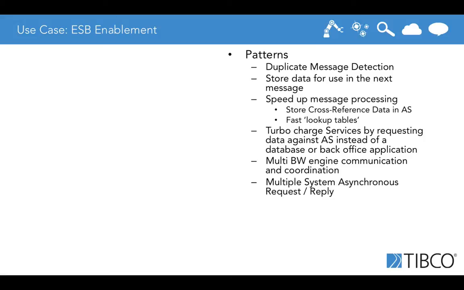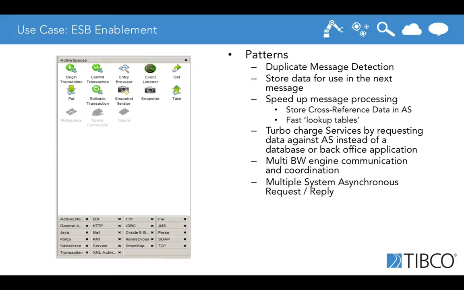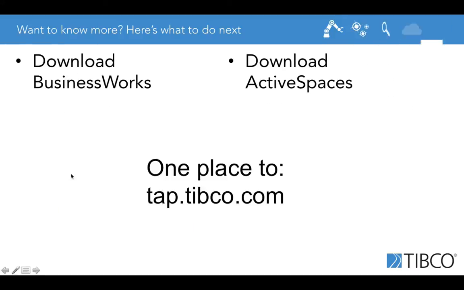Let's go a little bit further and take a look at what ActiveSpaces provides to be directly leveraged from BusinessWorks. You'll see that this plugin provides a very complete palette on how to publish and subscribe information right from the integration processes. So not only can it help you speed up processing and caching expensive resources, it also allows engine communications or process communications and very simple patterns such as duplicate message detection. But just to show you the ease of design and use of ActiveSpaces within BusinessWorks, let's take a look at a demonstration.